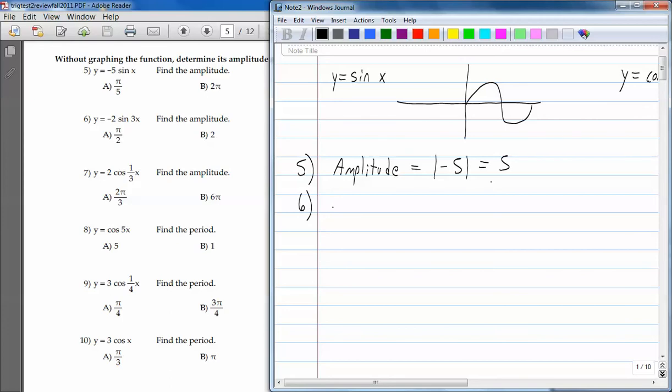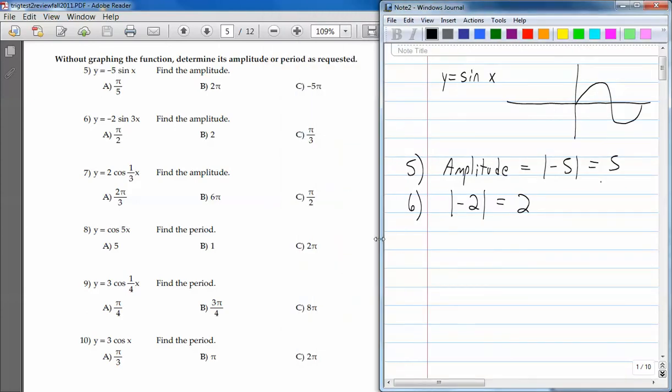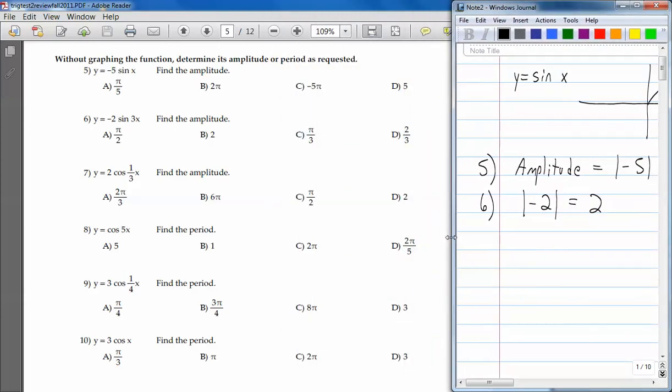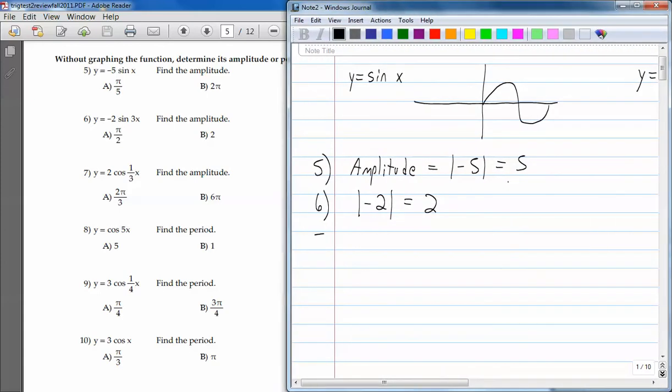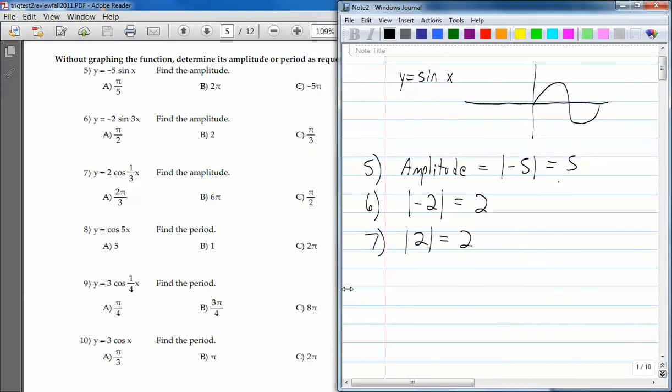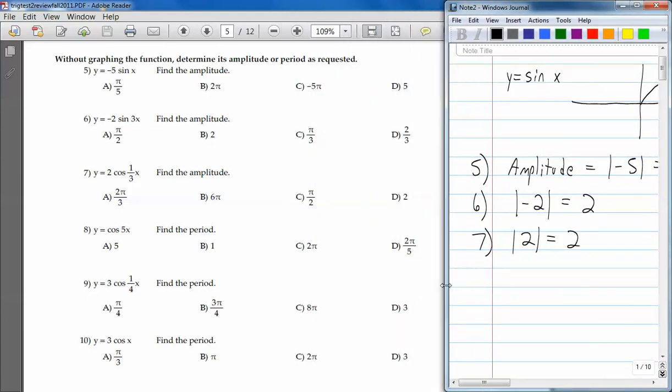Number 6, find the amplitude. The same. Amplitude is going to be equal to the absolute value of the number in front. Absolute value of negative 2 is 2. So the amplitude for number 6 is B, as in beta. Number 7, the amplitude. Absolute value of 2 again. The absolute value of the number in front. So that's 2, which is D.